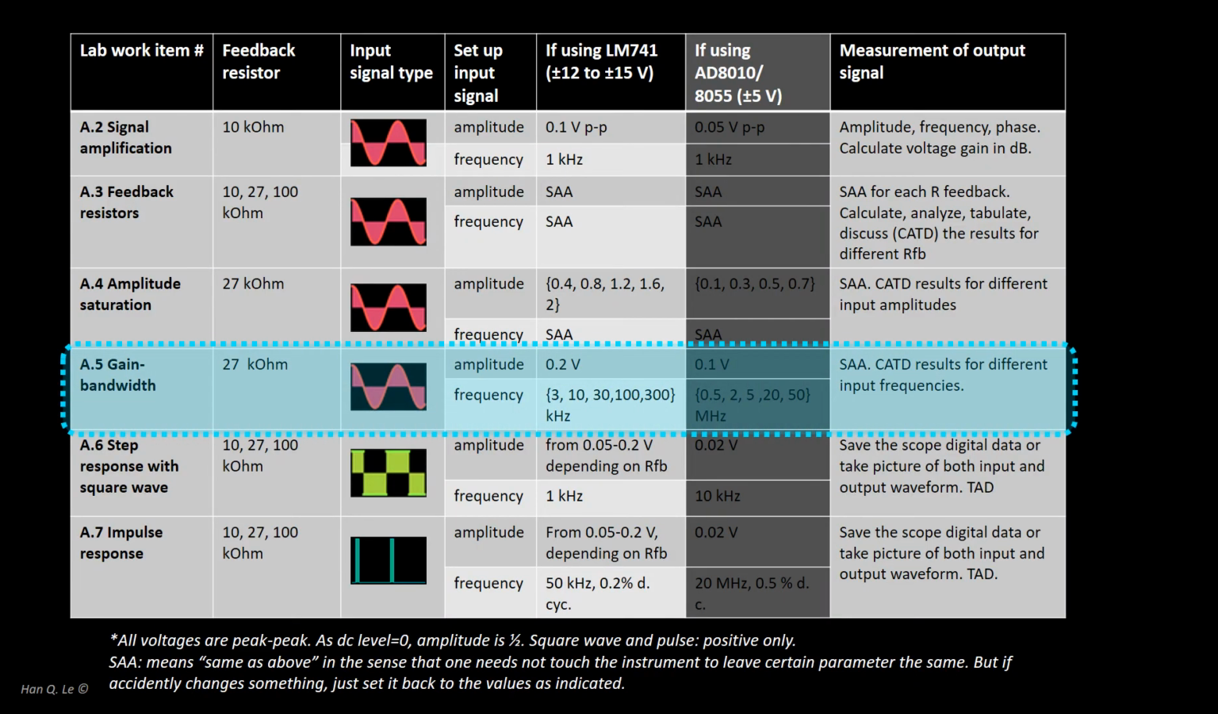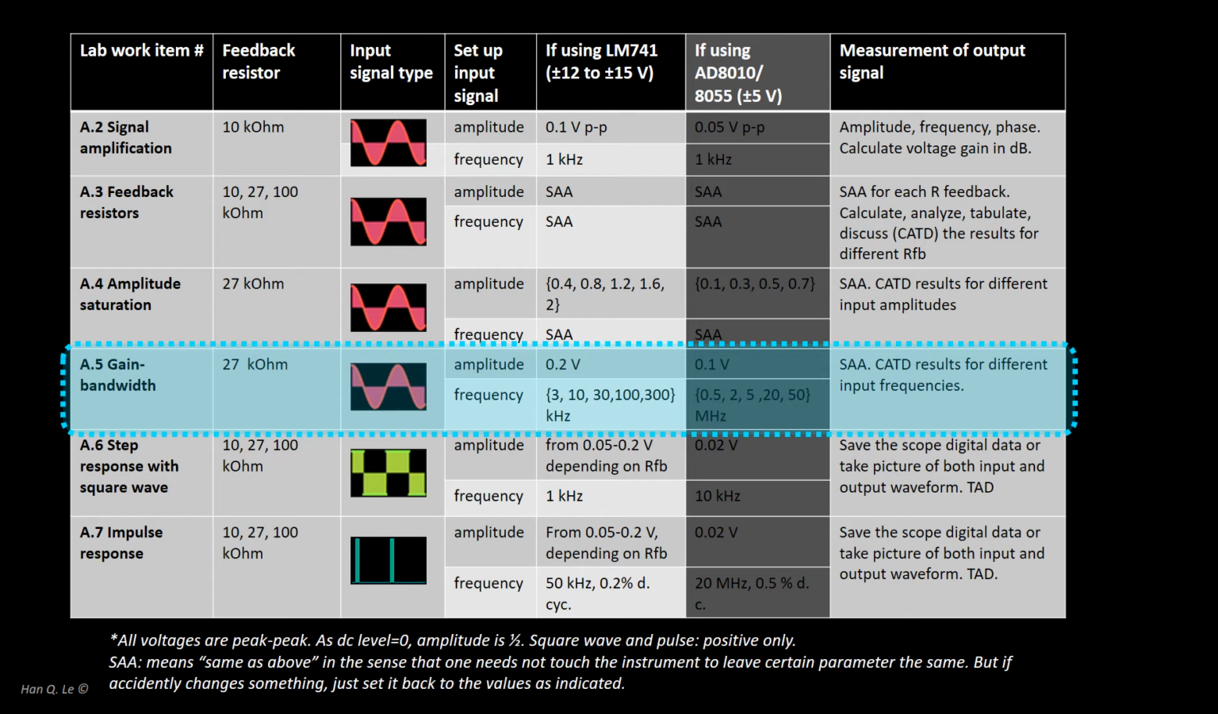Step A5 is about gain bandwidth. This is one of the most important concepts. It applies not just to this op-amp circuit, but all things with cause and effect responses. As the frequency increases, at some point, the simple op-amp gain model, as discussed in A3, will no longer be valid because the input oscillation is simply too fast for the op-amp to follow. It cannot, quote-unquote, amplify anymore.